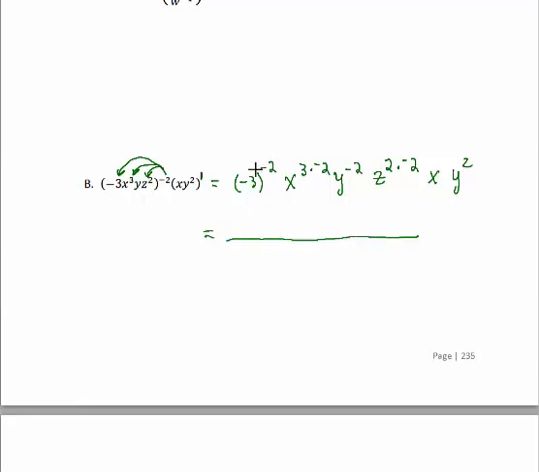Alright, only thing I'm going to move in this next step is the negative 3. I'm going to move it to the bottom, and so I can write this as a negative 3 squared, which is a little less confusing.